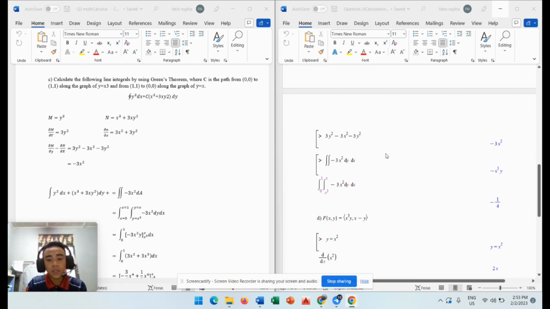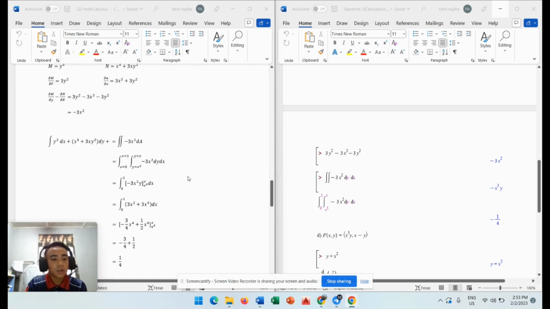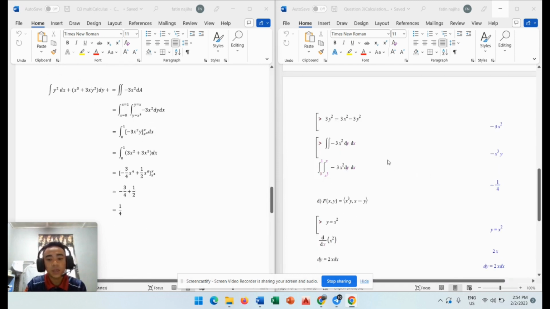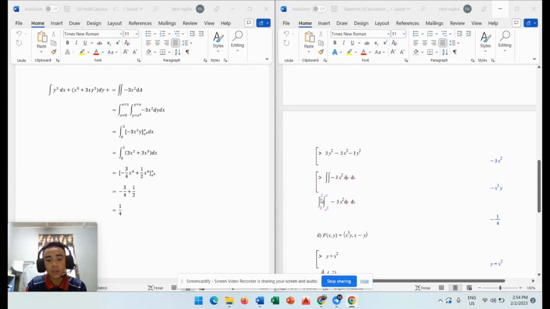After we get the 3x square, we need to integrate this. The limit of x is 0 and 1, and the limit of y is x to the power of 3 and x. After we integrate both and substitute the limit, we can get 1/4. It is the same as in Maple.